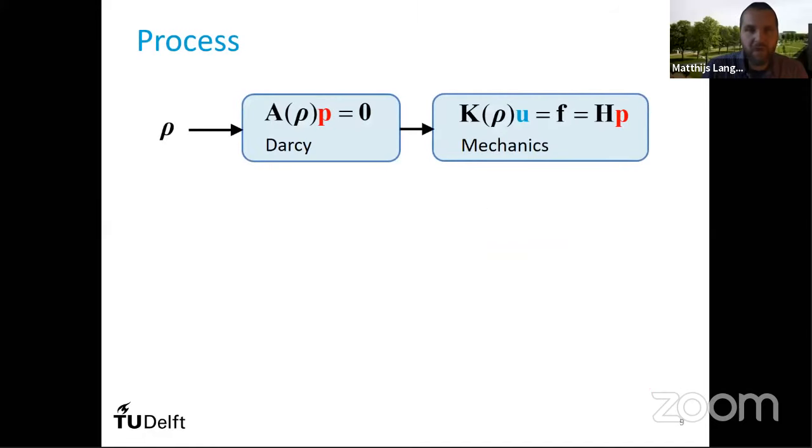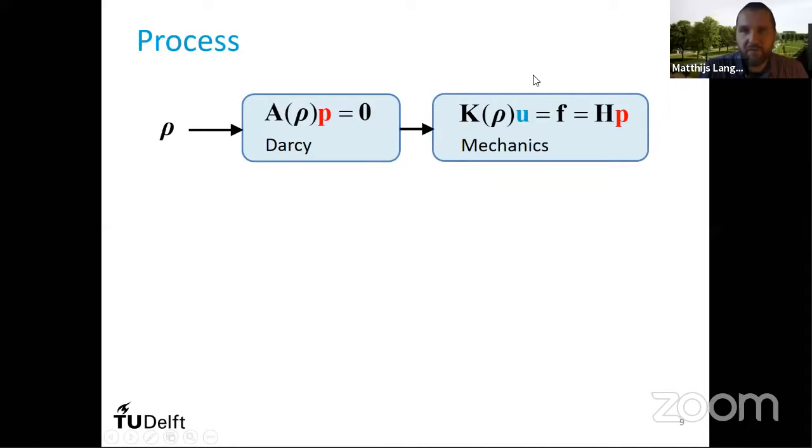So to sum it all up and to give you an overview of the optimization loop, we have our density fields. This is input for this discretized Darcy problem that I showed in the previous slides. This is a relatively cheap linear problem, because we have only one pressure variable per node. So it's cheaper than the mechanical problem.